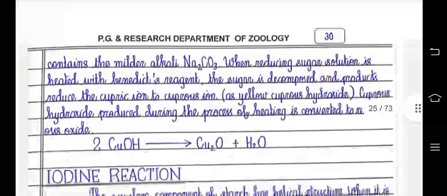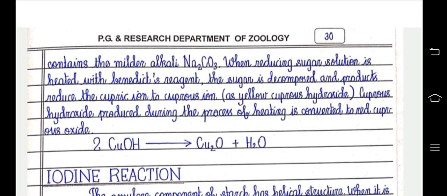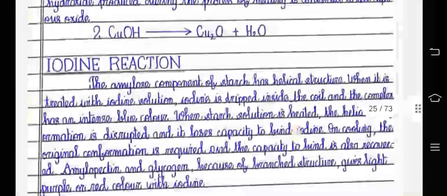Benedict's solution contains the milder alkali Na2CO3. When a reducing sugar solution is heated with Benedict's reagent, the sugar is decomposed and reduces the cupric ion to cuprous ion, yellow cuprous hydroxide. Cuprous hydroxide produced during heating is converted into red cuprous oxide. 2CuOH gives Cu2O plus H2O.